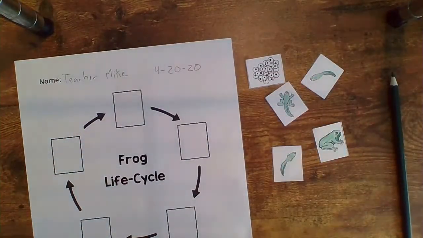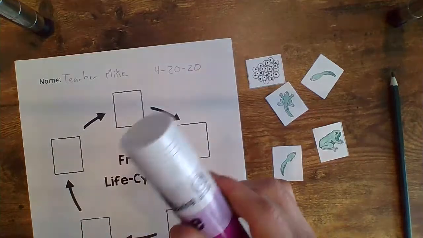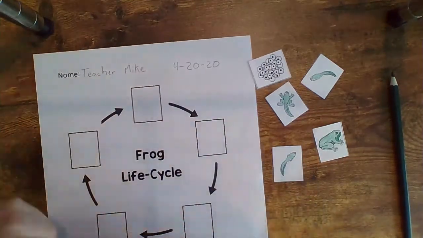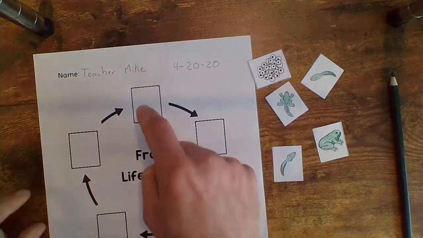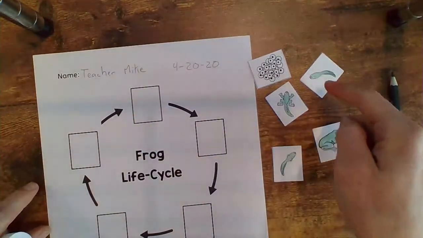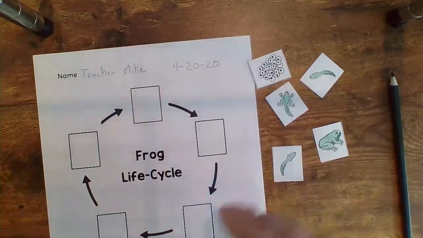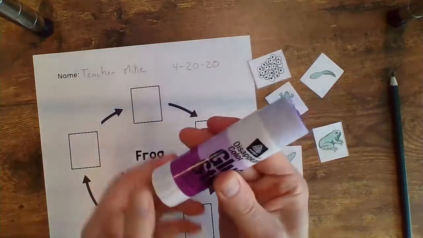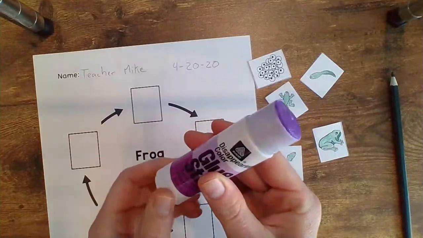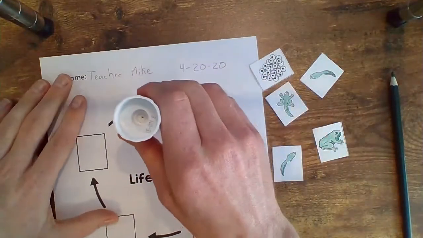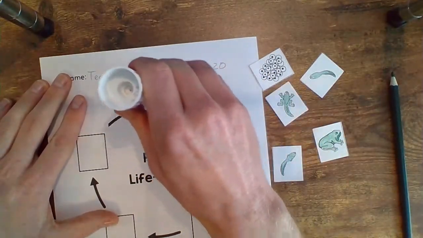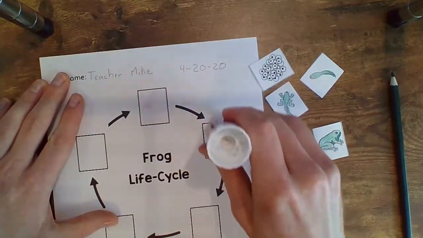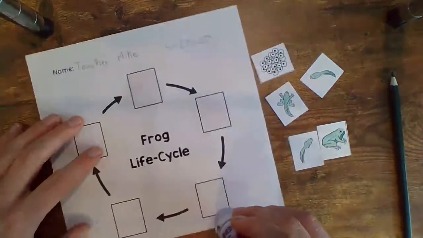And then I need to get a glue stick. You can use a glue stick or tape. I have a glue stick at home, so I'm going to use a glue stick. And I have these rectangles right here. I'm going to put these stages of life in these rectangles. Take my glue cap off. I can turn this bottom part to make the glue come out a little bit. I like to put the glue on the bigger paper. I think it's easier. I'm just going to put glue in every single rectangle to get each one ready to go.